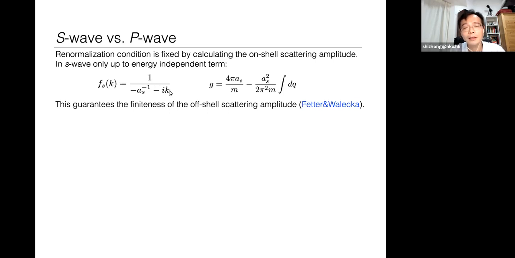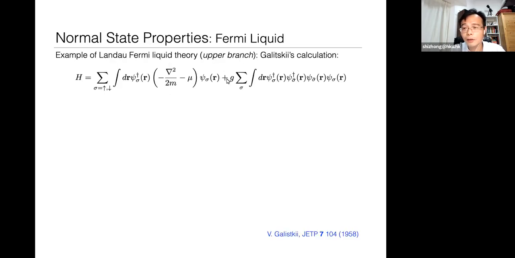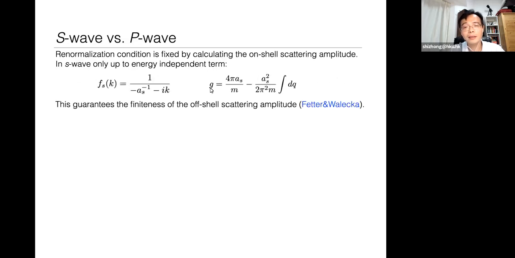And if I have the contact interaction, essentially this parameter g here, the coupling constant, I know how to relate that g to a_s by doing a two-body calculation. Now what is crucial here is that for the S-wave case, so far at least, we are only interested in the dependence on scattering length, not on effective range yet. And the effective range is essentially the energy-dependent part of the scattering.